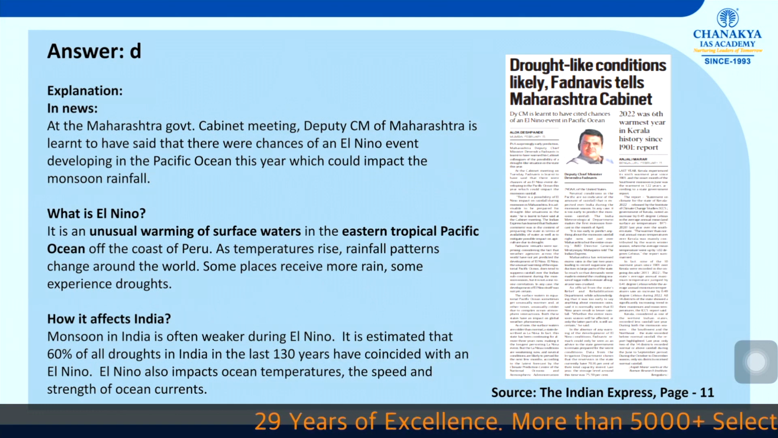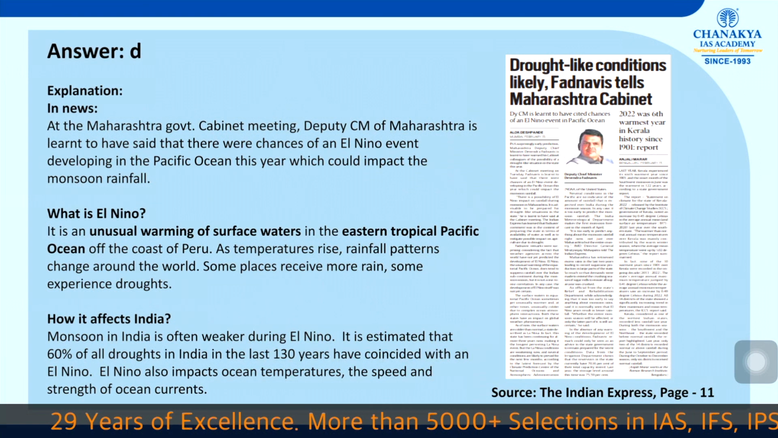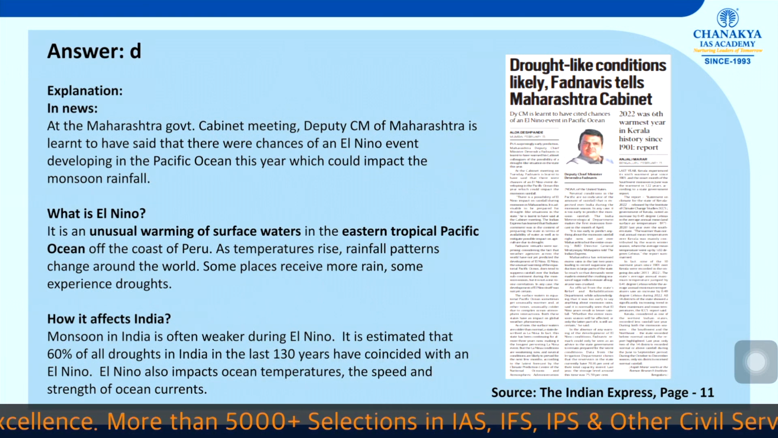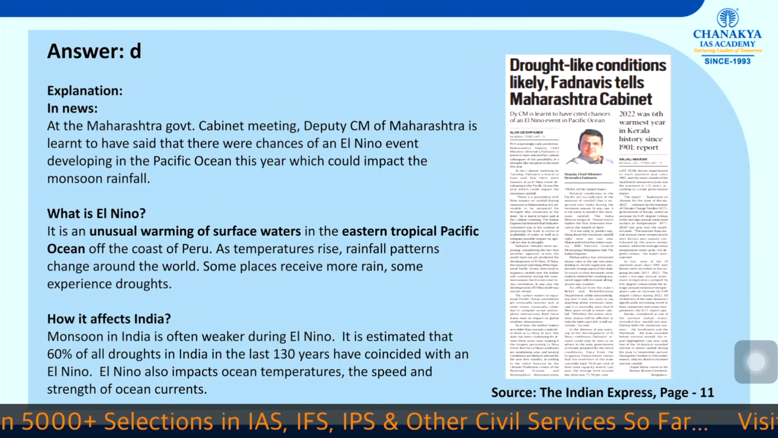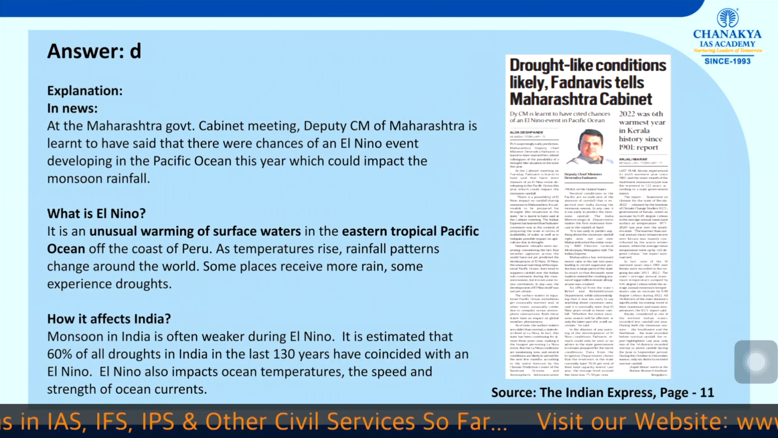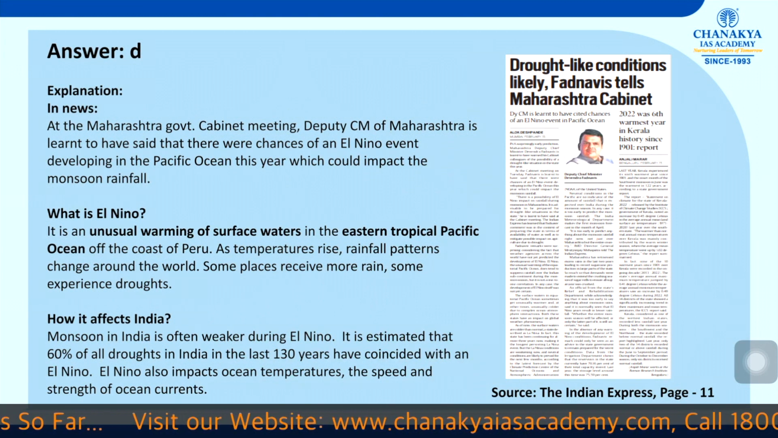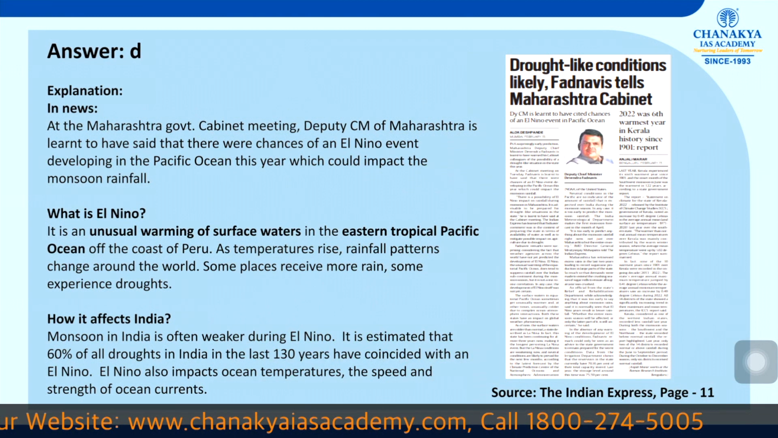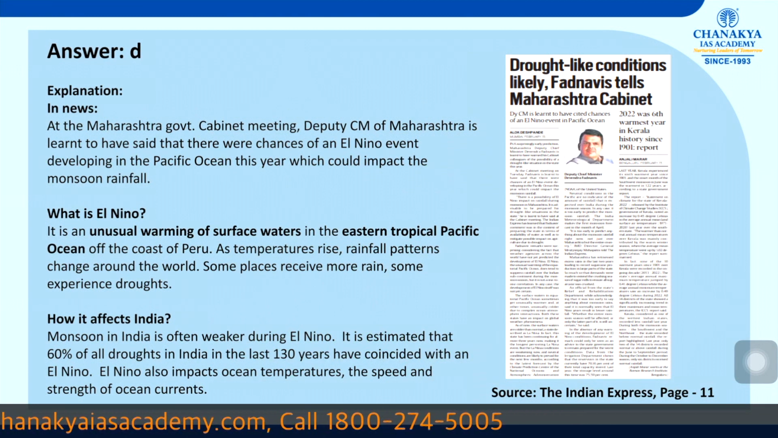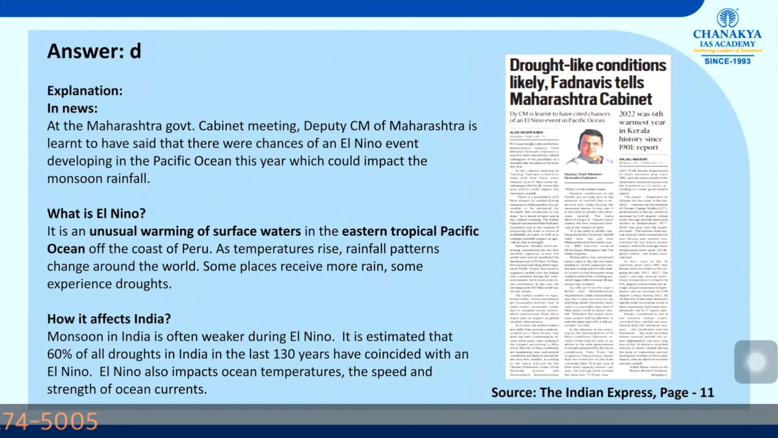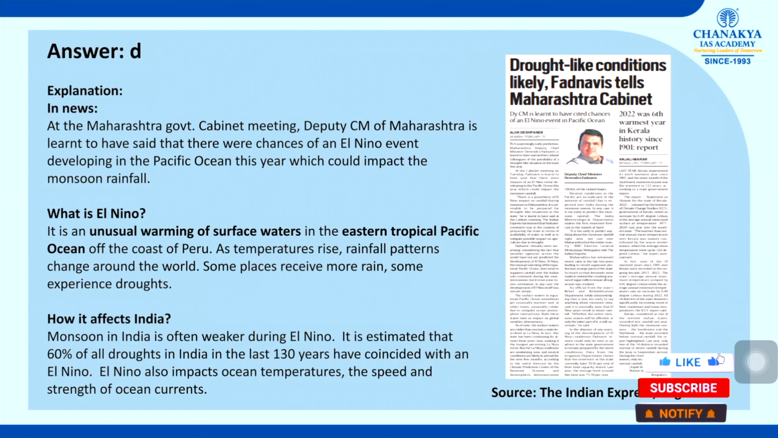Now, what is El-Nino? It is an unusual warming of surface waters in the eastern tropical Pacific Ocean off the coast of Peru. As temperatures rise, rainfall patterns change around the world. Some places receive more rain, some experience droughts. But how does it affect India? Monsoon in India is often weaker during El-Nino. It is estimated that 60% of all droughts in India in the last 130 years have coincided with El-Nino. El-Nino also impacts ocean temperatures, the speed and the strength of ocean currents.